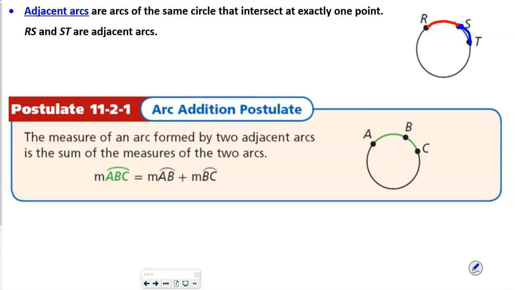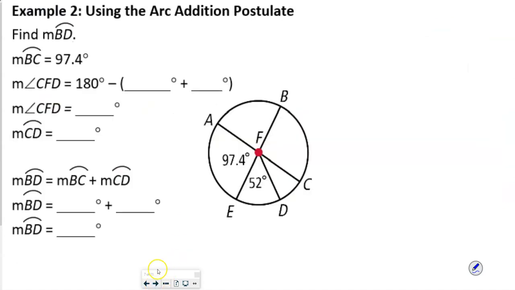So that leads us into the arc addition postulate. So basically it says the measure of the arc formed by two adjacent arcs is the sum of the measures of the two arcs. So let's just say that this was 40 degrees and this was 20 degrees, okay? And so to get arc ABC, we would add 40 plus 20, and that would be equal to 60 degrees. Does everybody see that? So that is the arc addition postulate, okay?